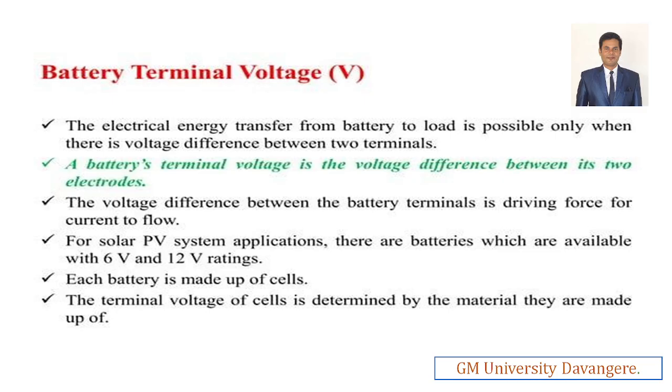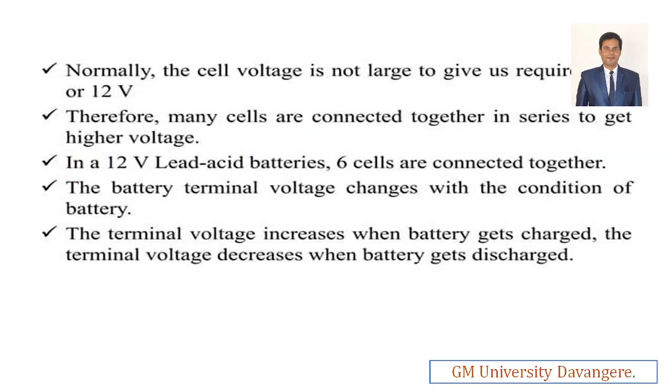So each battery is usually made up of cells. The cells will be arranged in series and parallel to get more current and less voltage, or more voltage and less current. It depends upon the series and parallel combinations, right? Normally the cell voltage is not large enough to give the required 6 volts or 12 volts, right? If you connect the batteries in series, the voltage will get more. If you connect in parallel, the current will get more, right?